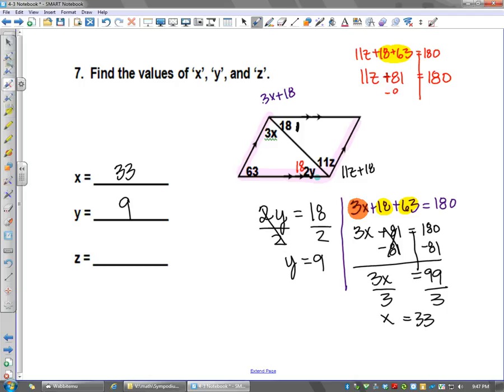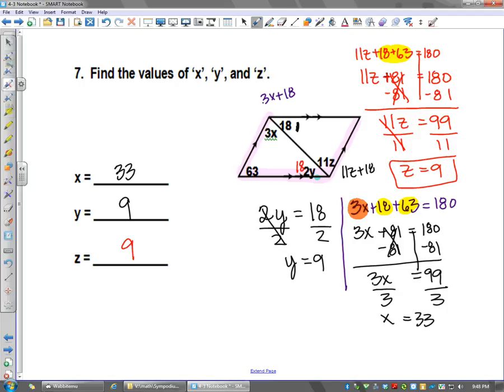We're going to subtract 81 from both sides. 11z equals 99. Divide both sides by 11. Z equals 9. Okay. Now we kind of used a little bit of everything there.